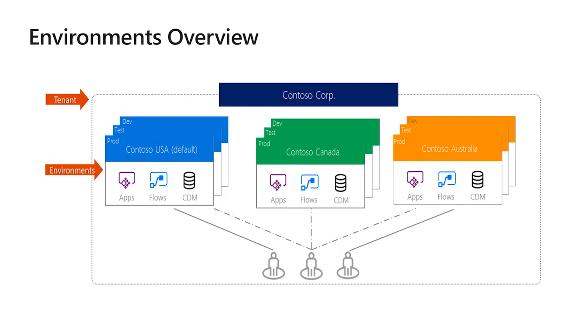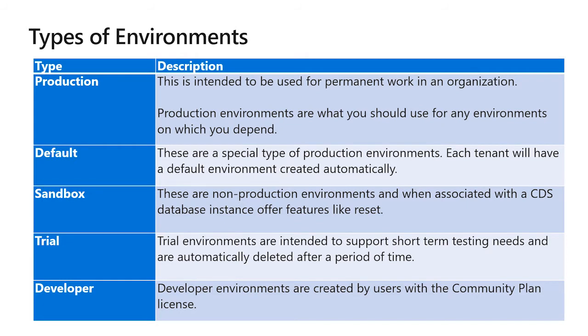There are different types of environments, and it might be good for you to understand a little bit about the different types and what they're intended to be used for. The first one we'll talk about is production environments. Production environments are the most permanent type of environment. They're intended for work that you want to persist for the long term. This is where applications that you release to production go live, and users are depending on them on a day-to-day basis to do their work.